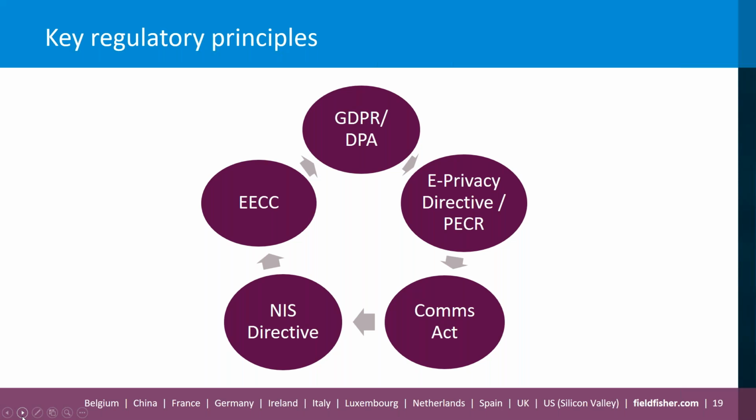Now, there are a range of legislative devices on this slide, ranging from the GDPR and the Data Protection Act, which protects personal data and does extend to the personal data that travels over a communications network, including content data and traffic data over a network. We've also got the e-privacy directive and PECR in the UK, which has specific security requirements that apply to providers of public electronic communications services.